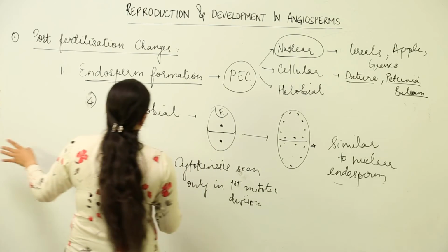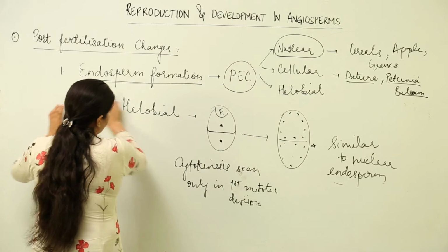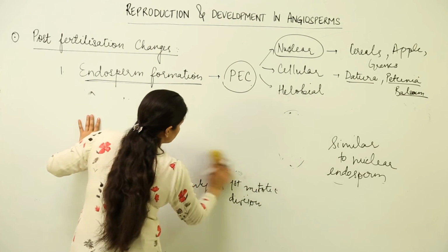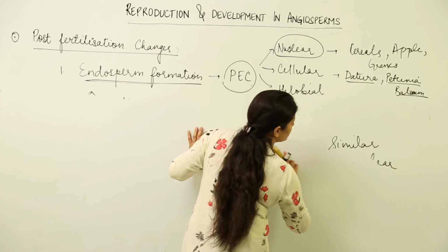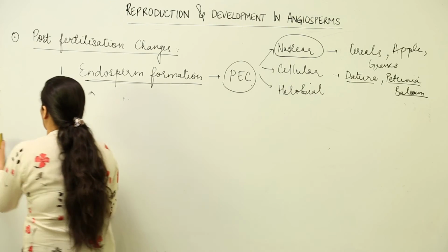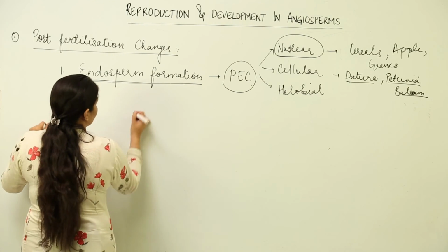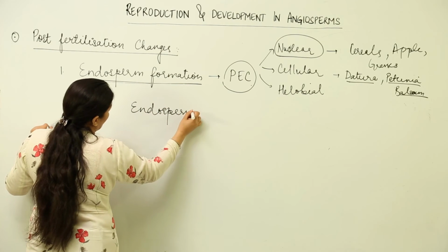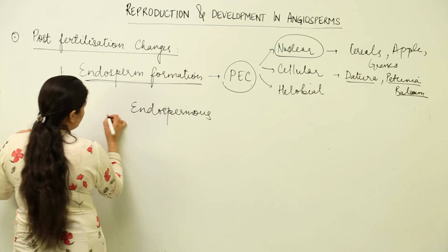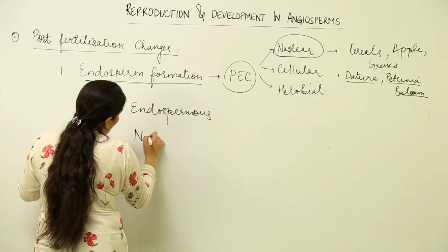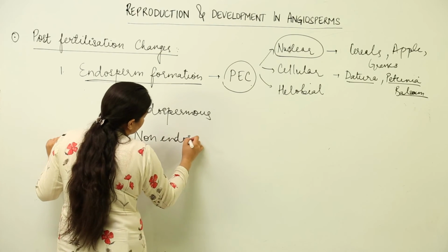To wrap up the chapter, we have another term apart from these 3 terms, that is endospermous seed and non-endospermous seed. That is to be remembered, and we are done with endosperms. Endospermous seed, otherwise known as albuminous, and the second one is non-endospermous seeds.